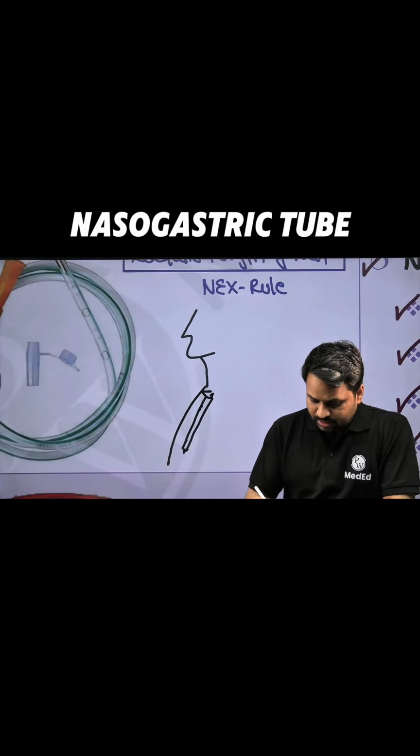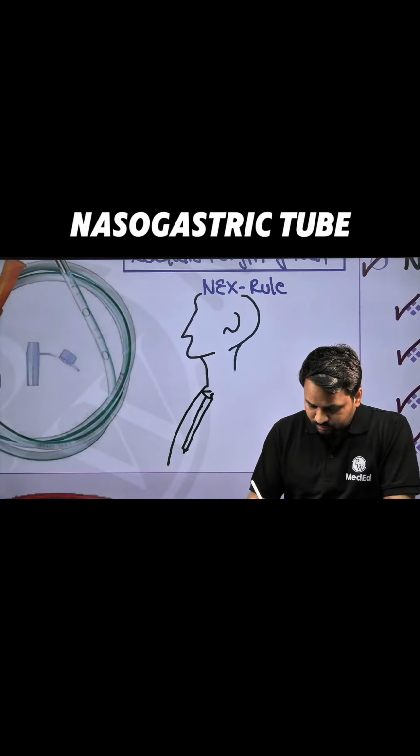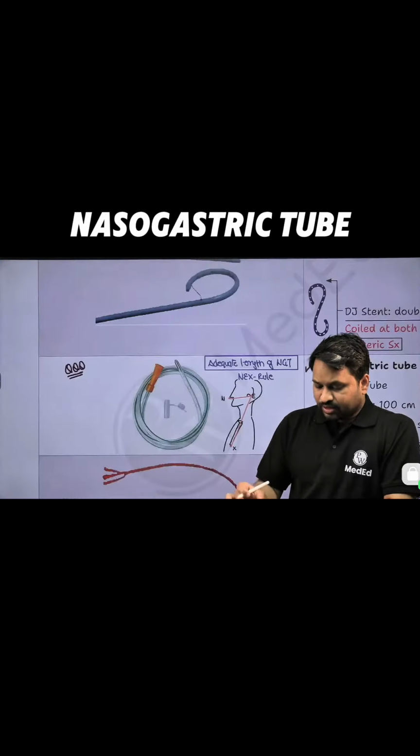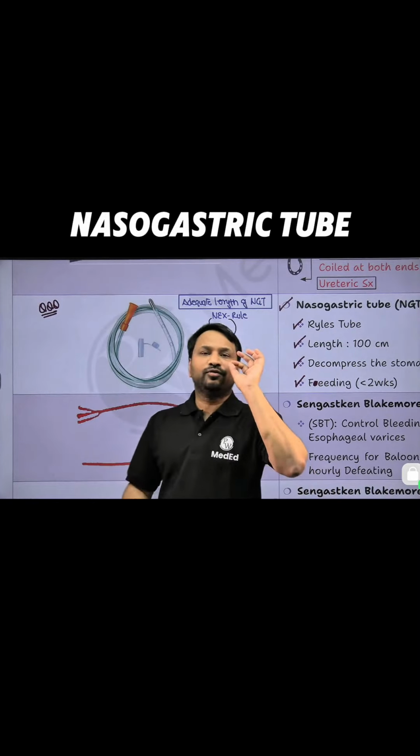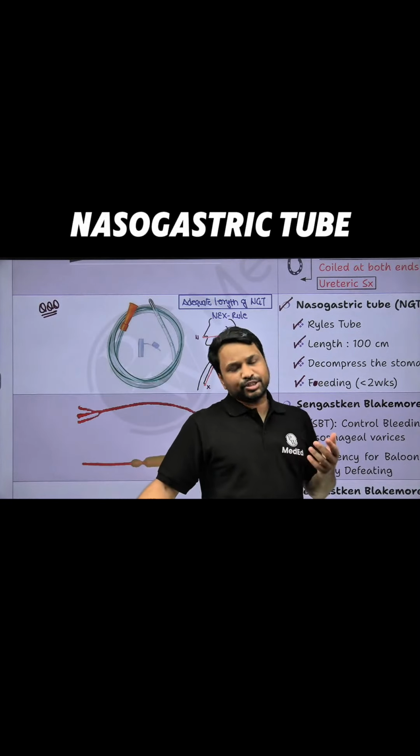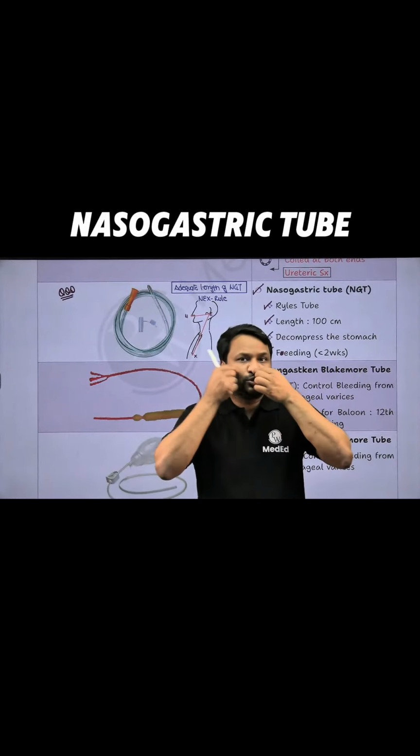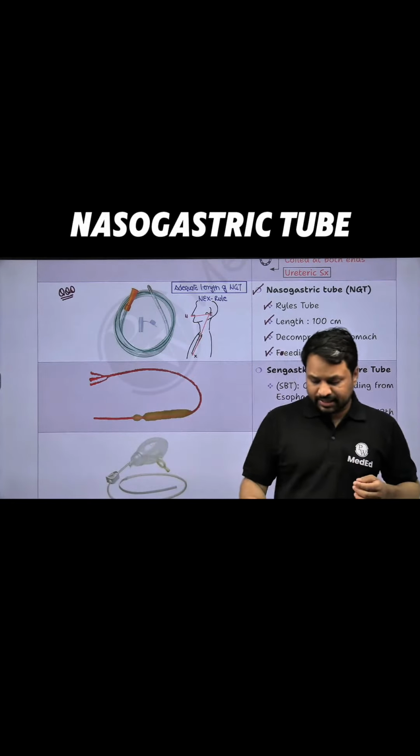So what the Nex Rule is, if you look at the orientation, you take the Ryle's tube from the tip of the nose to the earlobe, from the earlobe to the Xiphi sternum. You measure the length. This is called the Nex Rule. Right? So after you measure, this is the amount of nasogastric tube that you have to flush inside the patient. This is what we call the standard Nex Rule. So nose to earlobe, earlobe to Xiphi sternum is what we call the Nex Rule.